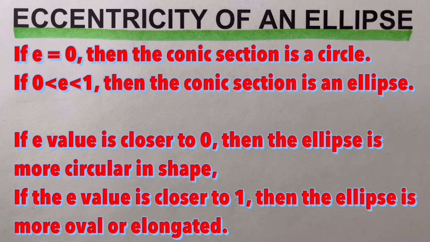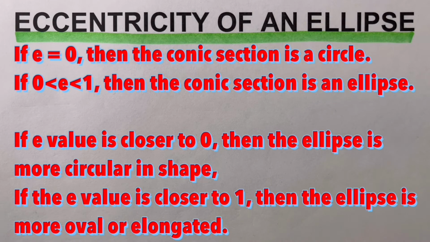Now, we remember that if eccentricity is equal to 0, then the conic section is a circle. On the other hand, if the eccentricity is greater than 0 and less than 1, we come up with an ellipse. We also remember that if the E value is closer to 0, then the ellipse tends to be more circular in shape. On the other hand, if the E value is closer to 1, then it is more oval or elongated.